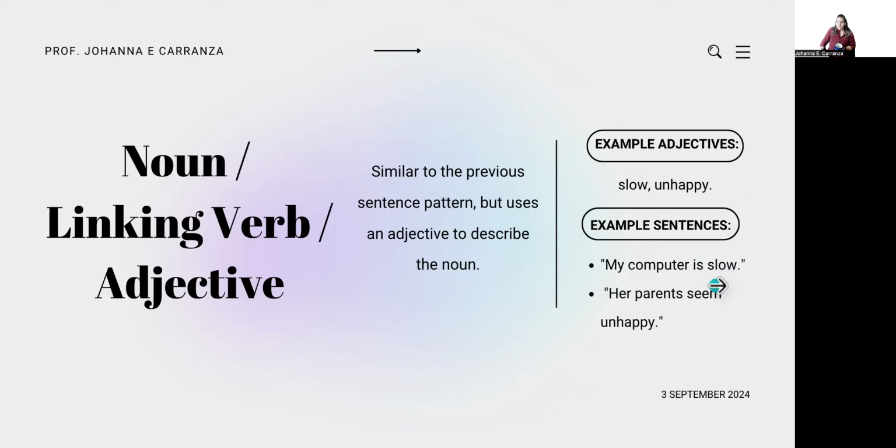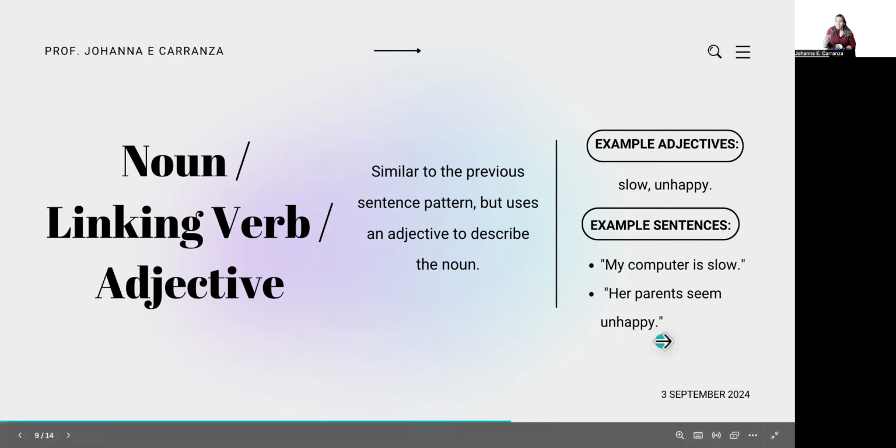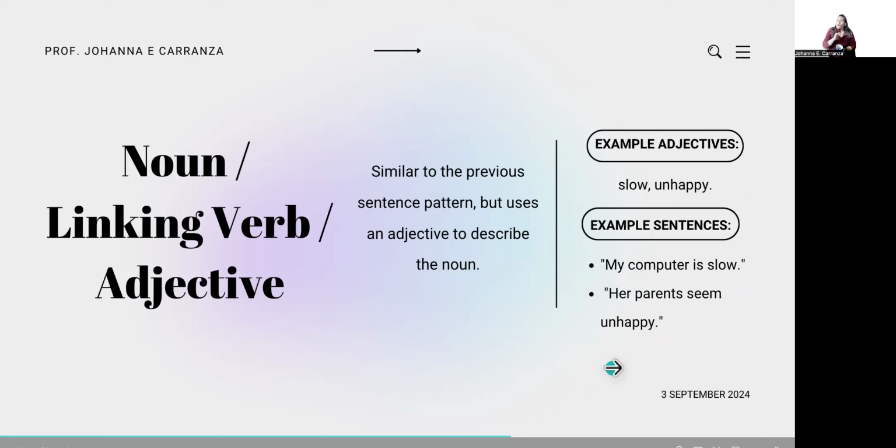Slow is the adjective. Is is the linking verb. Slow is describing how the computer is acting or functioning. It is functioning slowly. And then, her parents seem unhappy. Seem is the linking verb, and unhappy is describing how they are, they're sad, right? Or maybe they're upset. We don't know. We know they're unhappy. So who is unhappy? The parents, her parents.